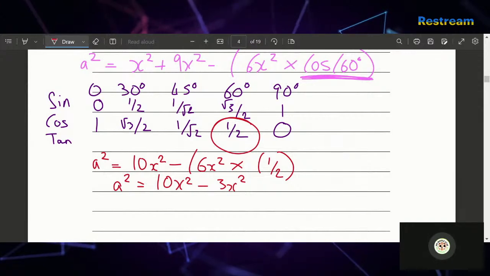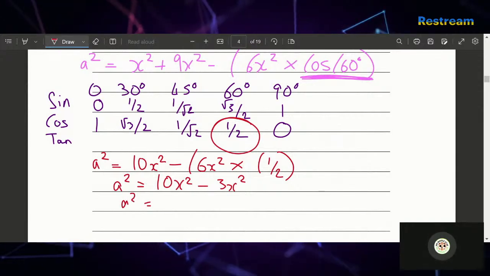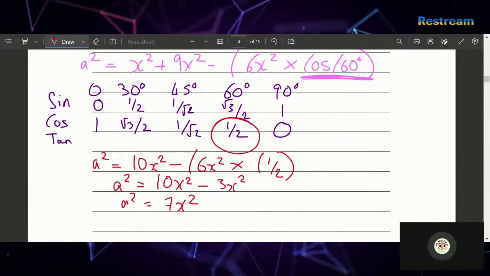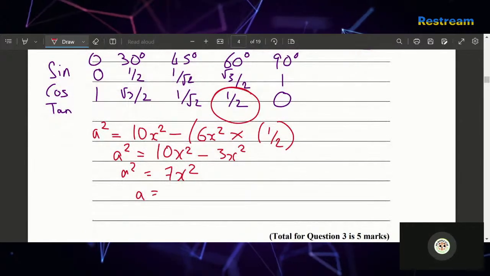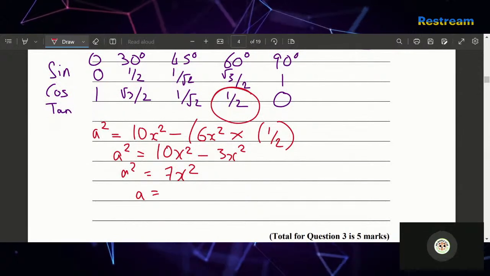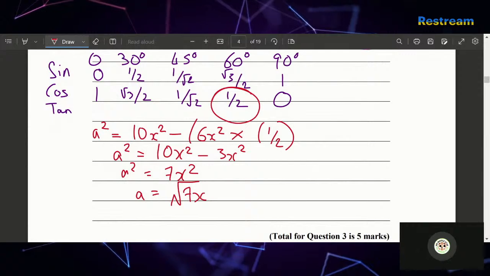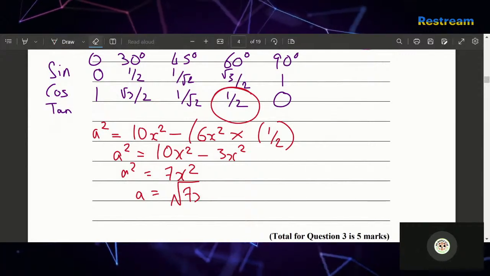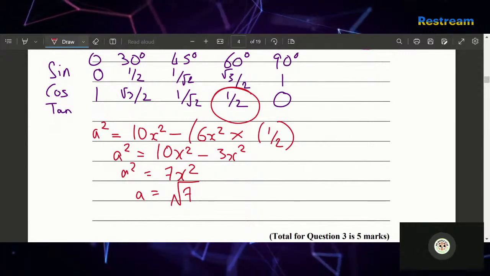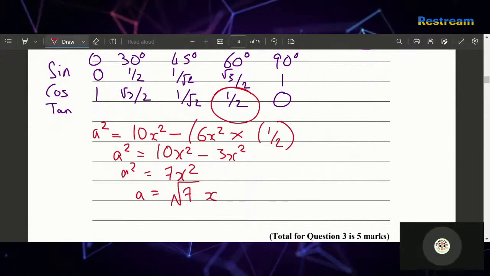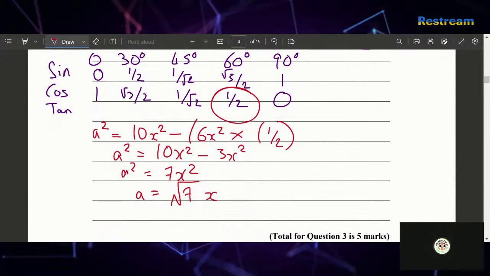Now what you do is a squared is 10x squared minus 3x squared, which is 7x squared. So now you know that a is the value root 7x. And remember that x is outside of the root because you've already square rooted x. Hopefully you get it up until there. Please tell me if you don't.